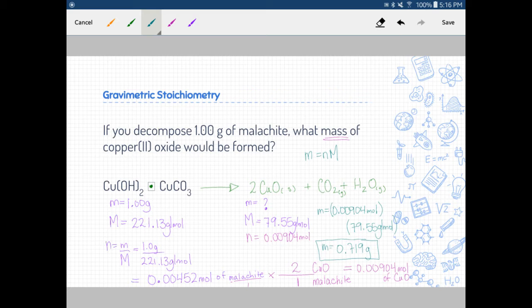So, like I said, when we start with a mass, we convert that to moles using this formula, moles equals mass over molar mass. Then, from our moles, we find moles again using what we call our mole ratio. Then we convert back to find the mass of our unknown entity by using mass equals moles times molar mass.